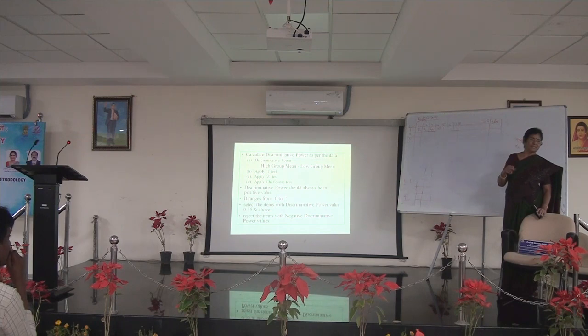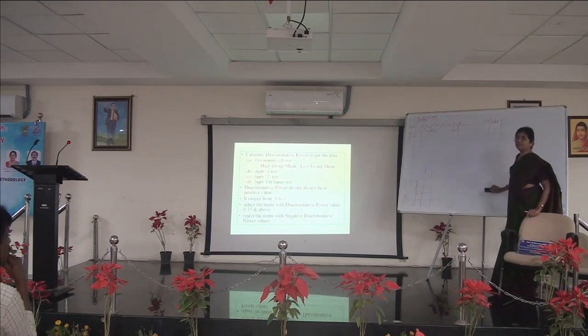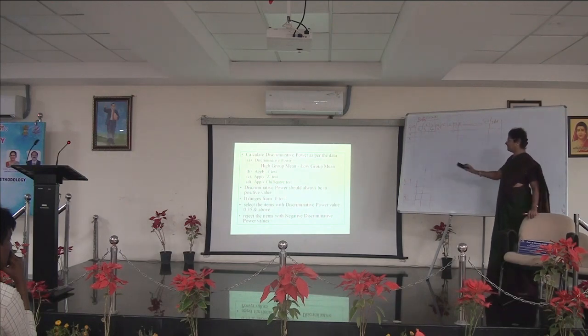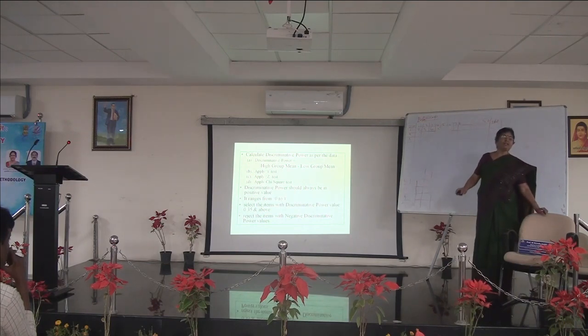In terms of proportion, if you convert into percentages, it will again differ. Negative values cannot be taken into account. And when it comes to 0, it will not be taken into account either. Like that, we have to do the item analysis and select only those items which have item validity as well as item reliability.